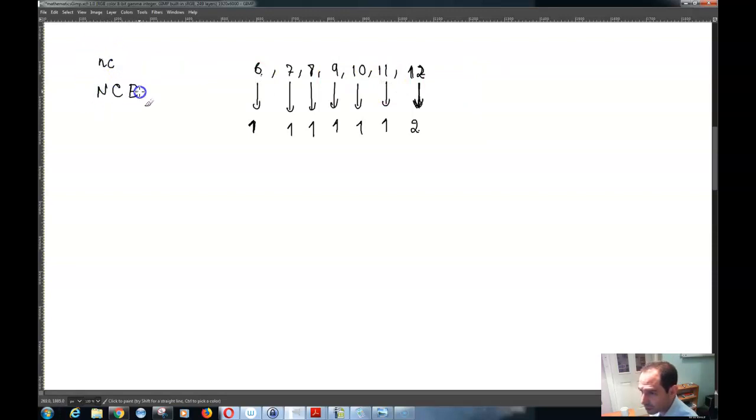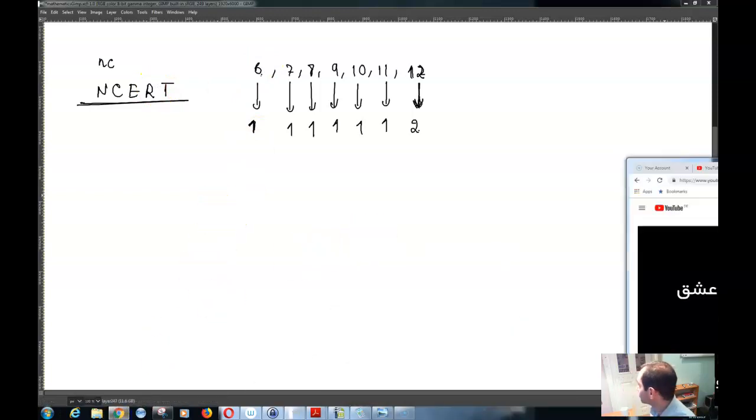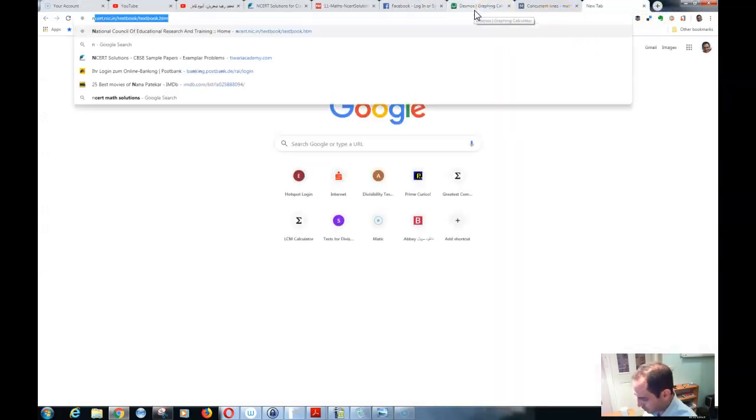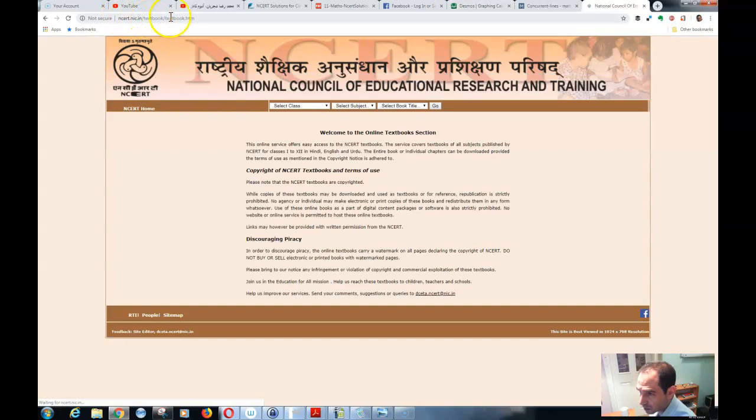There is a system called NCERT. You can go to NCERT.nic.in/textbook. You can see the address up here. This is the National Council of Educational Research and Training of India. They have put all of their books online over here.